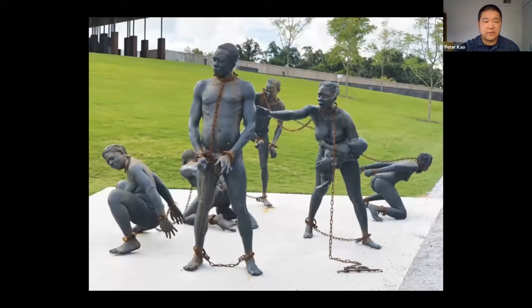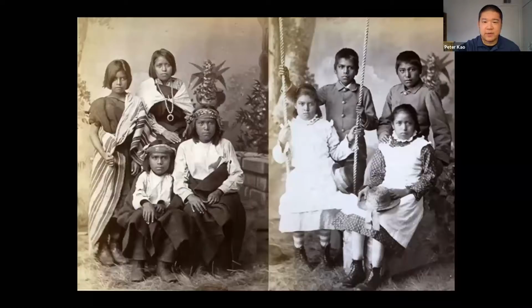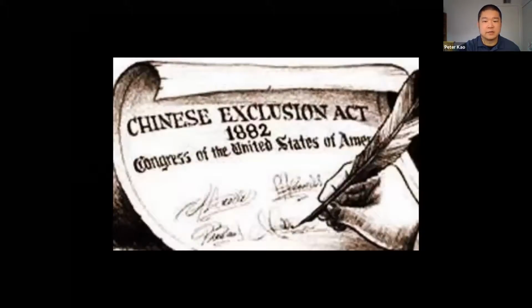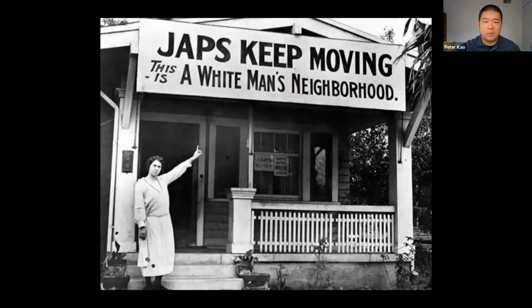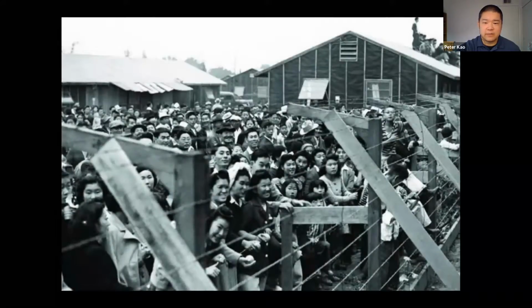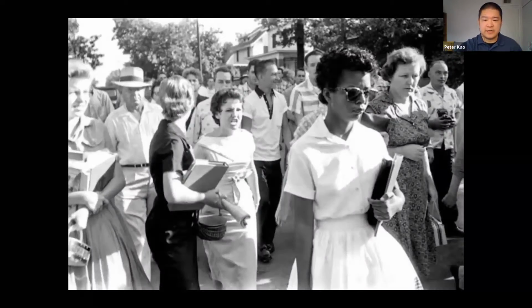So historically, if you are not white, you can be taken against your will and forced into slavery. If you are not white, your children can be taken from you and sent to boarding school. If you're not white, you could be excluded from immigrating into the country. If you're not white, you can't live in certain neighborhoods. If you're not white, you can be rounded up and put into a concentration camp. If you're not white, you cannot attend the same school as other people.